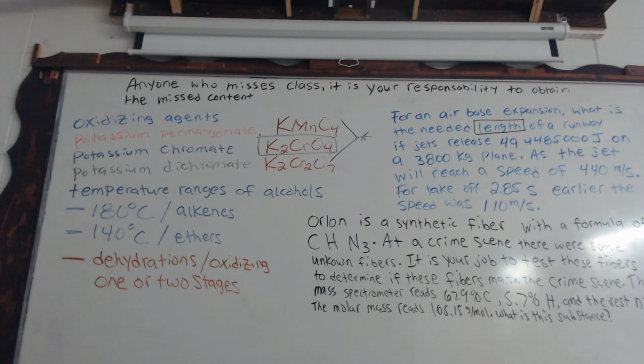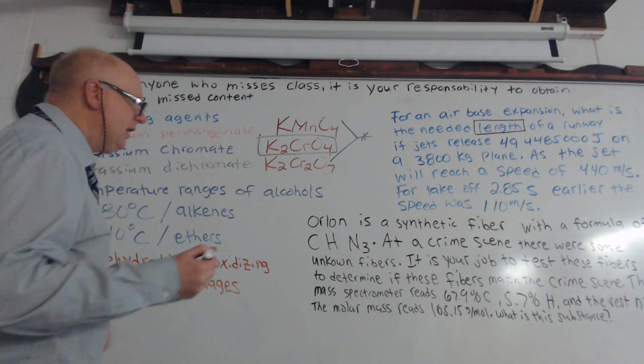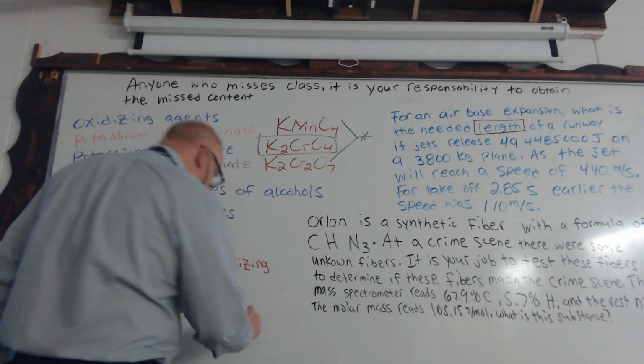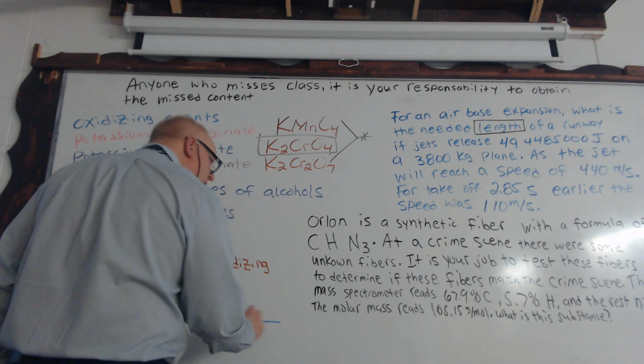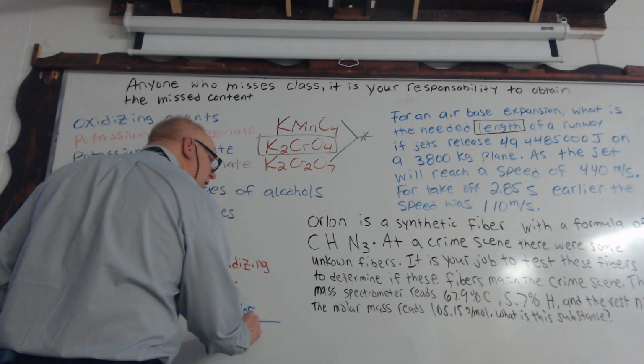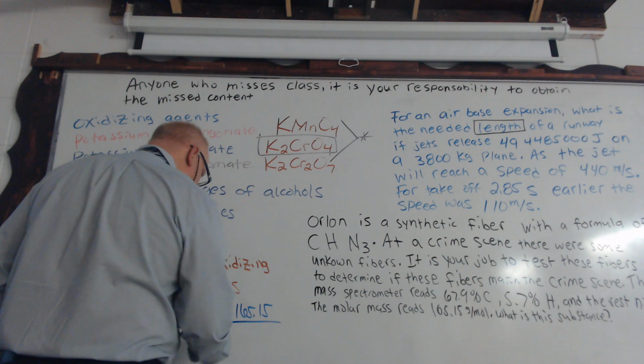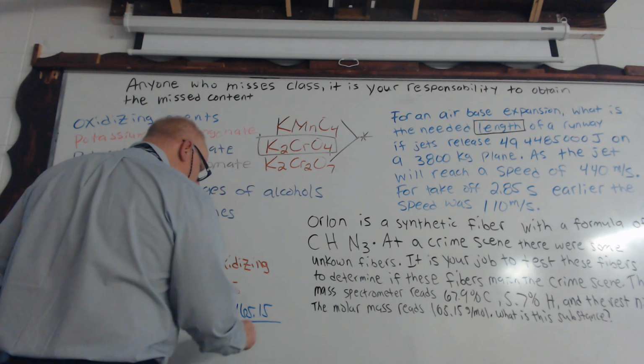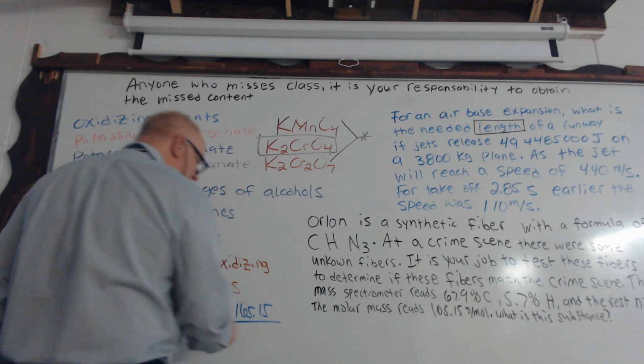So what we want to do is look at this. The breakdown of this fiber is 67.9% carbon, 5.8% hydrogen, and then as you can see, the rest is nitrogen. Okay, so we know what the reading says: it has a molar mass of 165.15 grams per mole. So that number goes up here, 165.15.